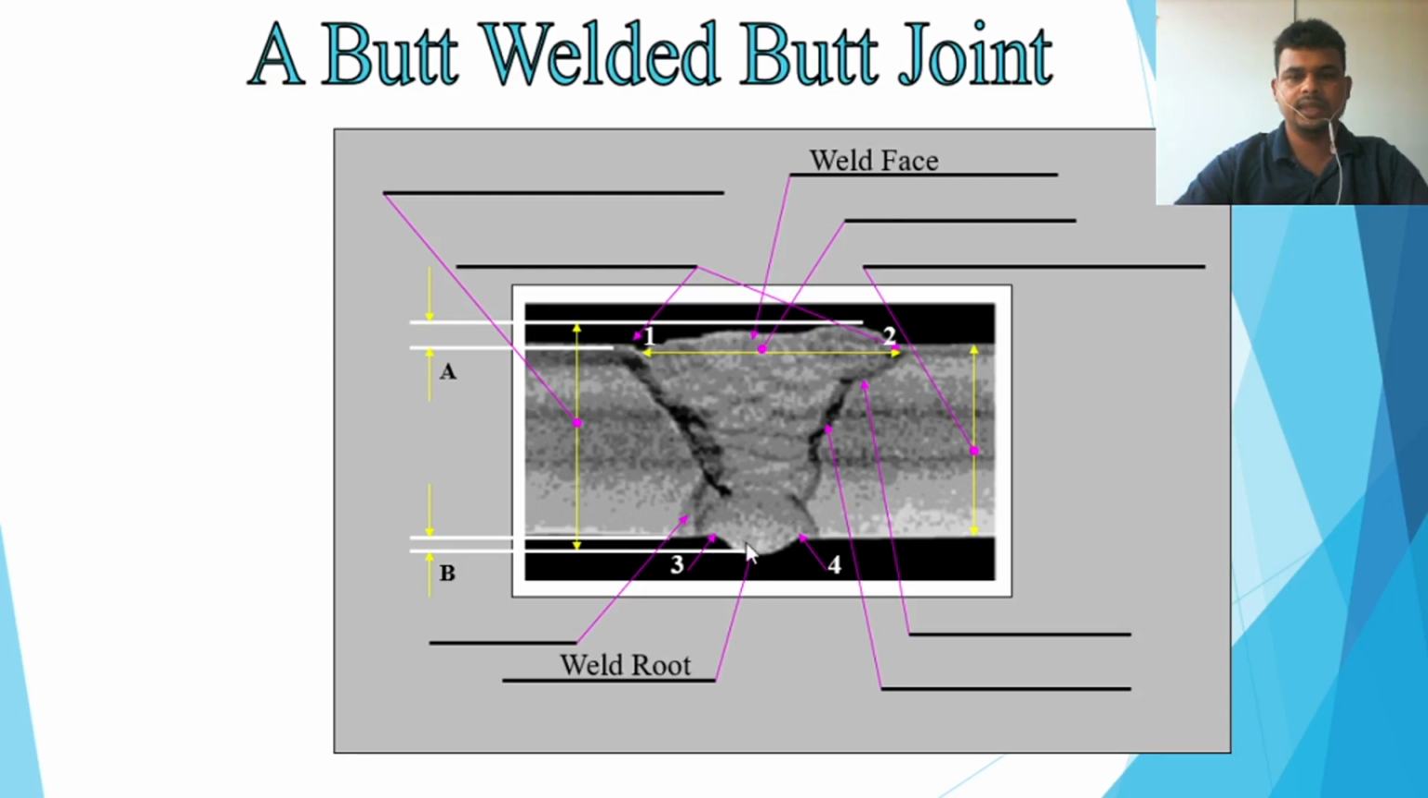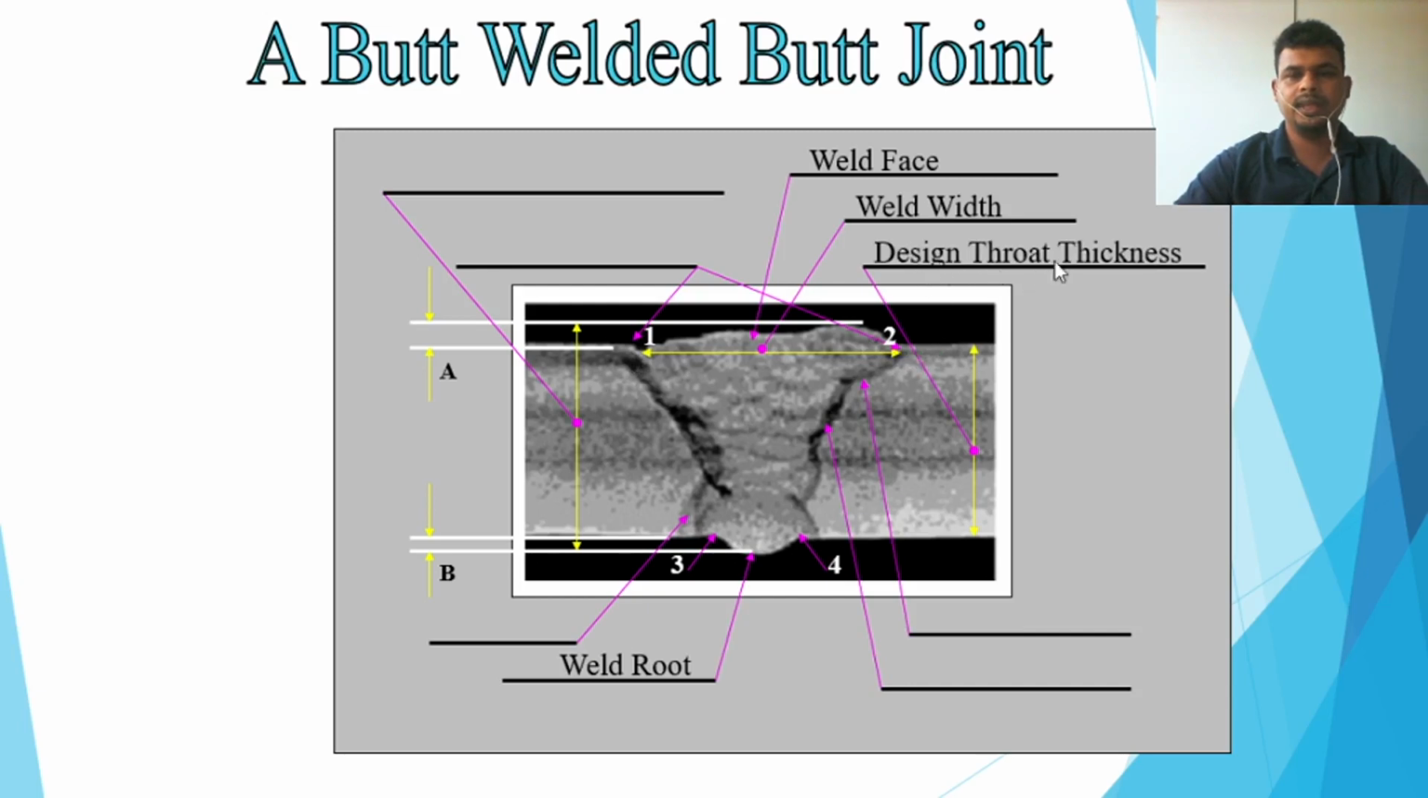Then we can see that this is the root. The root comes out from the base material. So this is the weld root. Then you can see the weld width. This one was actually the bevel preparation, so from here to here is the weld width.